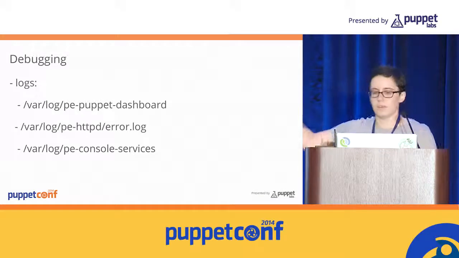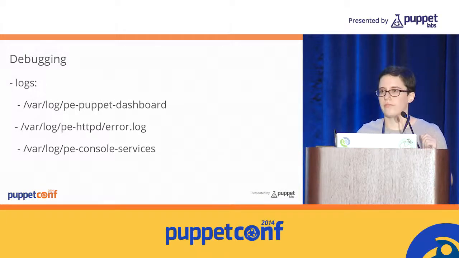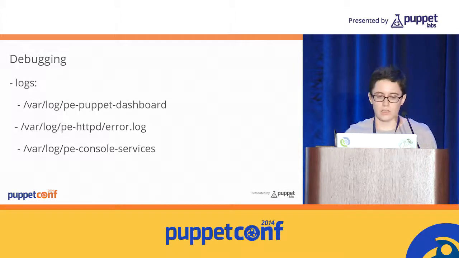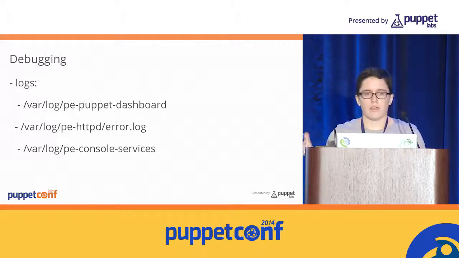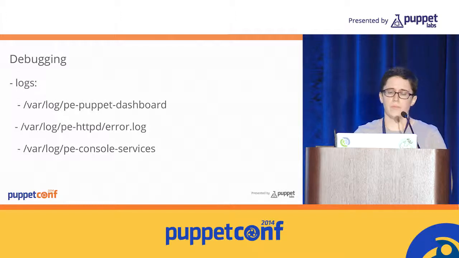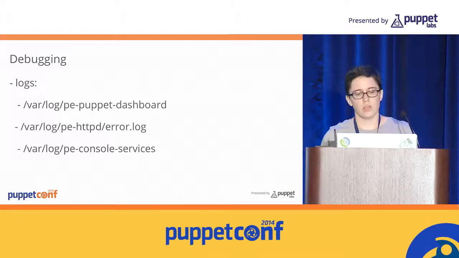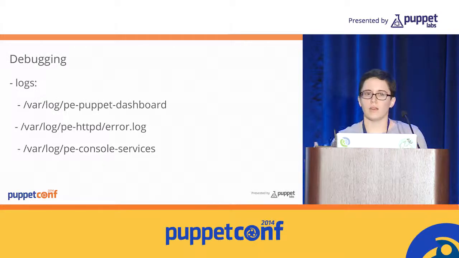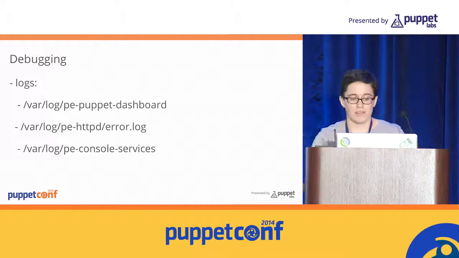These are kind of the 3 best places to check for stuff that has gone wrong or why something went wrong. There's a PE Puppet dashboard directory with a bunch of different logs in there. There's the Apache error.log, which will have any major errors that didn't get caught by something else. And then in 3.4, in the next Puppet Enterprise, we'll have a new PE console services log and directory. We're using some new technology for this stuff, and it's really cool, but it also means that it'll probably break in new and unexpected ways from what we're used to. And so this is where to check for other error messages.